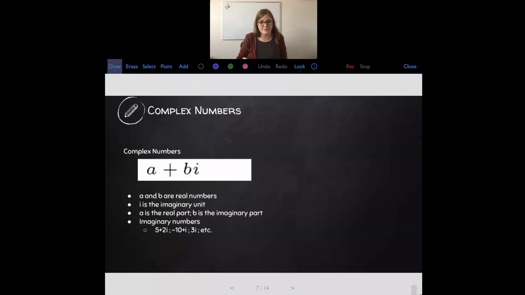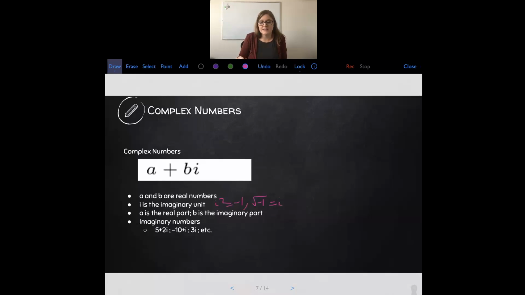Let's talk about complex numbers. So complex numbers come in the form of a plus bi, where a and b are real numbers. So numbers like 1/2, 1, 2, -10, so on and so forth. i is what's called the imaginary unit, which, as we talked about, i squared is -1, or the square root of -1 is i is what we're using. a is referred to as the real part, and b is referred to as the imaginary part.